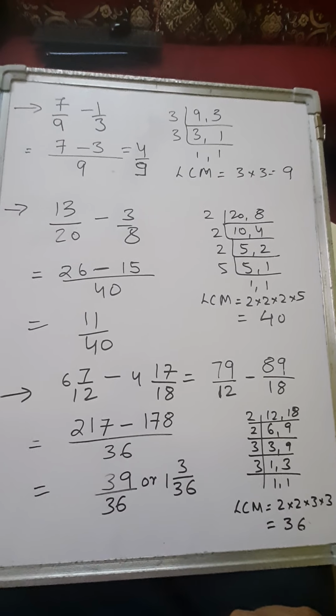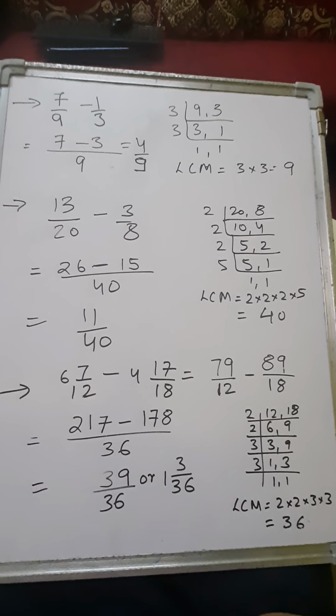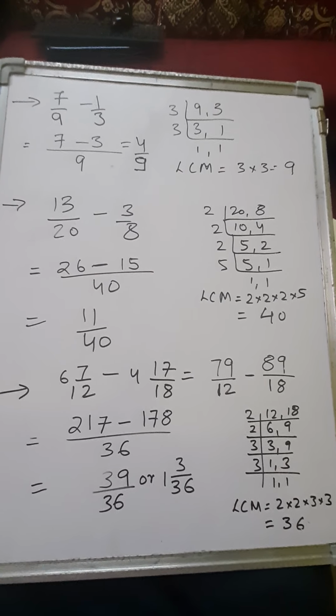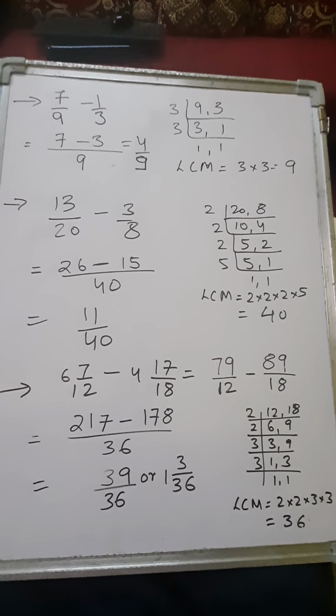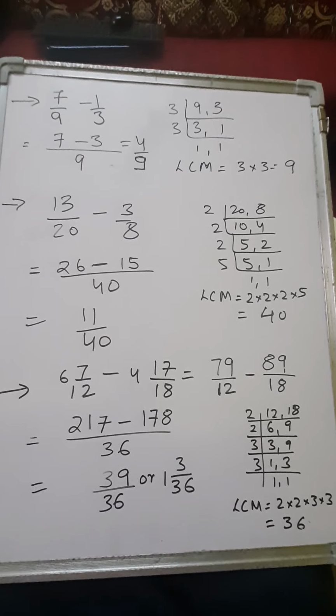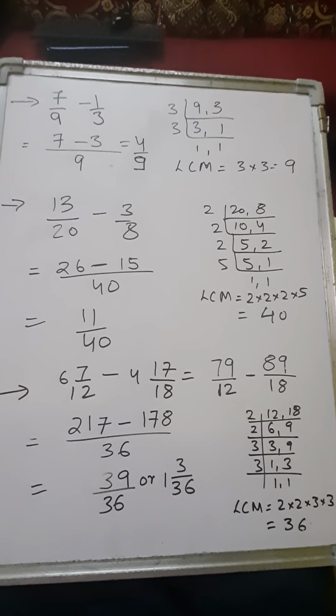Right children? I hope you have understood this topic clearly: how to add, how to simplify, how to reduce to the lowest form, how to subtract. Okay, solve the sums from the first two exercises, and if you have any problem, let me know. Okay children?